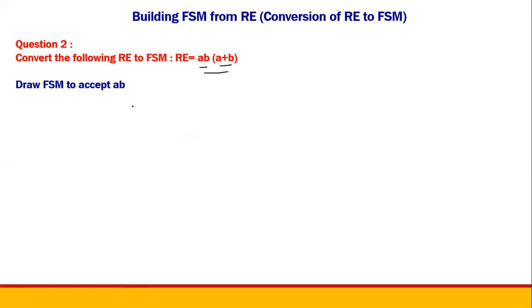Okay, so what is the FSM for accepting AB? Very simple. Just like in the previous example you saw, right? The same way we will have Q0, Q1, and then we have Q2. So this becomes the final state for AB only. Do not consider this in the final expression. So this is A, this is B as such.